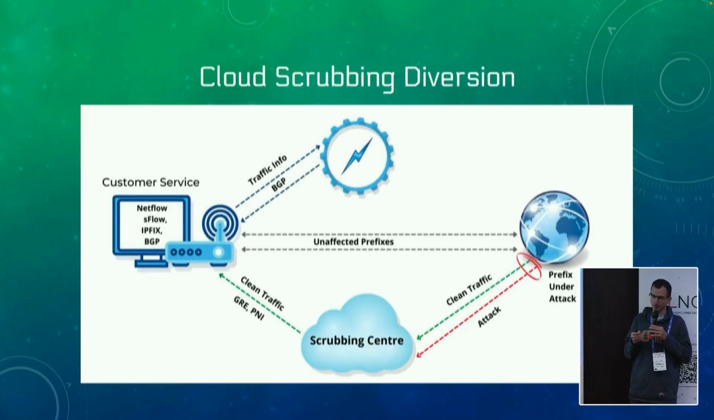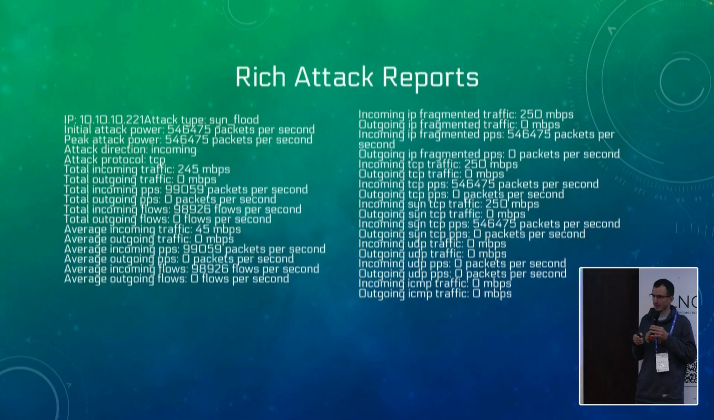So for cloud scrubbing centers, it's more, I would say, flexible, but in this case, instead of completely blocking traffic, we just move it away out of the boundaries of our network. And when FastNetMon detects an attack, it provides lots of different metrics.